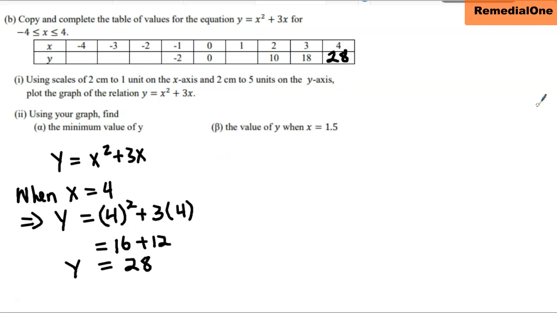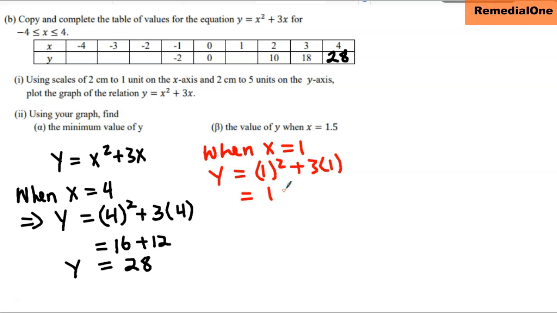Now you come to the next one. When x equals 1, y equals 1 all squared plus 3 times 1. That is 1 and 3, and that will give you 4. So you write your point in there.